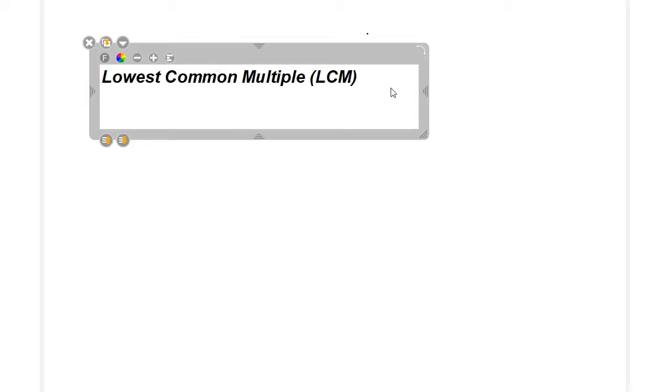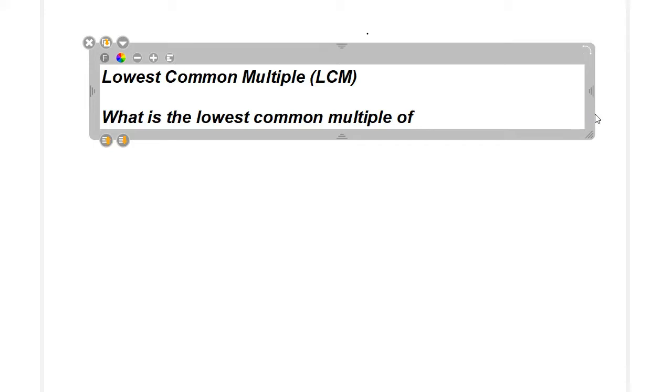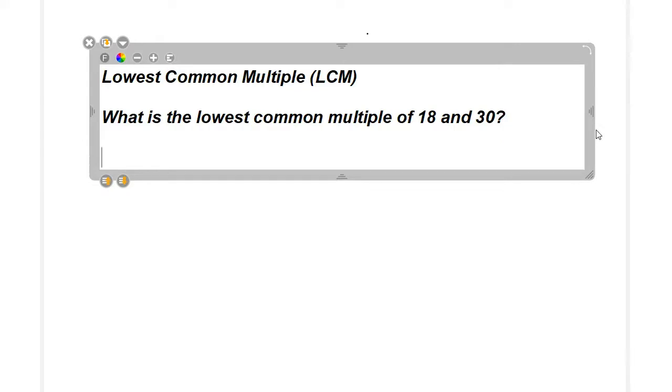Okay, in this example we will just use two numbers, and to start off with it, let me come up with a question. What is the lowest common multiple of, let me say just 18 and let's say 30? Okay, what is the lowest common multiple of 18 and 30?